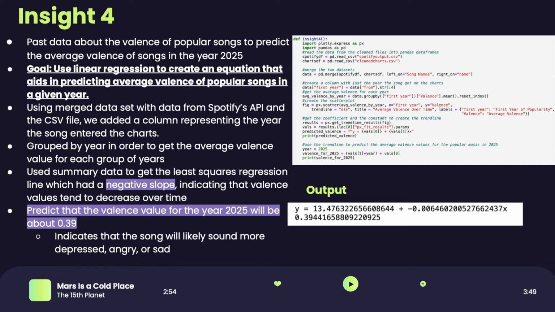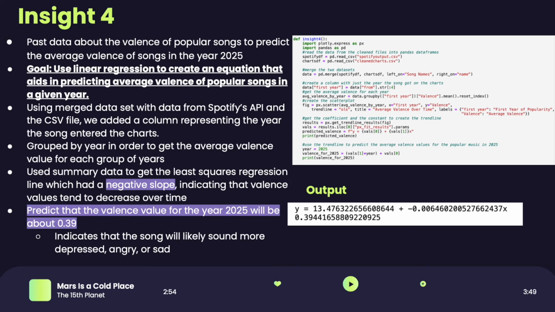Our next insight uses a linear regression equation to predict the future average valence score of a song in 2025. We used the merged data set for this insight, and we grouped by year to get the average valence of all songs for each year. The output from this code is a best fit line with a negative slope, meaning that valence generally decreases with time.